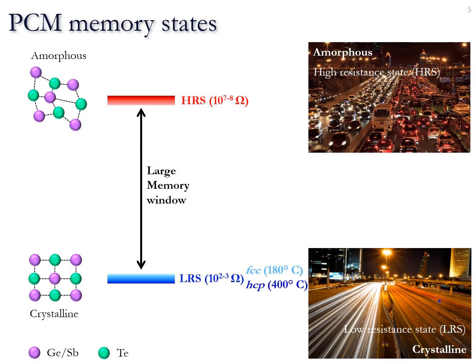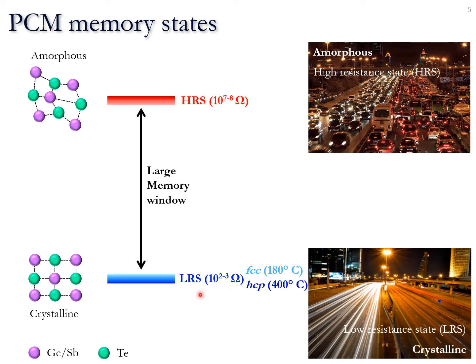Now, depending on the size of the cell, the high resistance state can be in the order of 10 to the power 7 to 8 ohm, which is like 10 megaohm to 100 megaohm. And the low resistance state can be in the order of 10 to the power 2 to 3 ohm, which is in the order of kilo ohm or less than that.